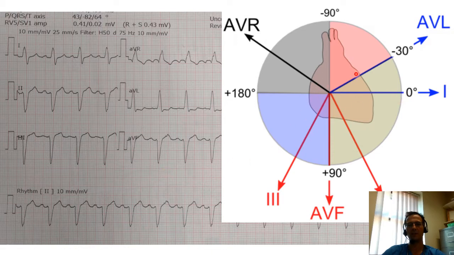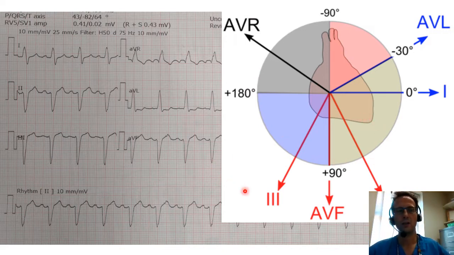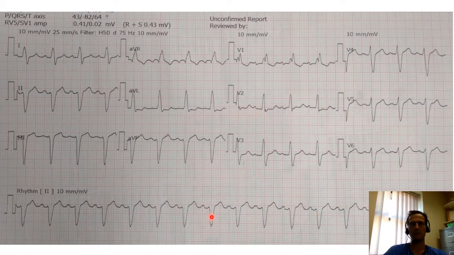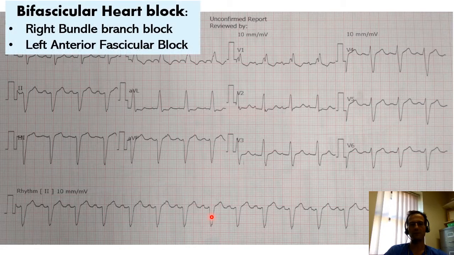And so the simple way you can work it out precisely is using this sort of a diagram, and there's more subtlety to it than I've gone into today, or you can simply look at leads 1, 2 and 3. Normal axis is if it's positive in 1 and 3. Right axis deviation is rarer than left axis deviation, and that's if it's negative in 1 and positive in 3. And left axis deviation is if it's negative in 2 and 3. So we'll move on and look at the potential relevance of that in a moment.